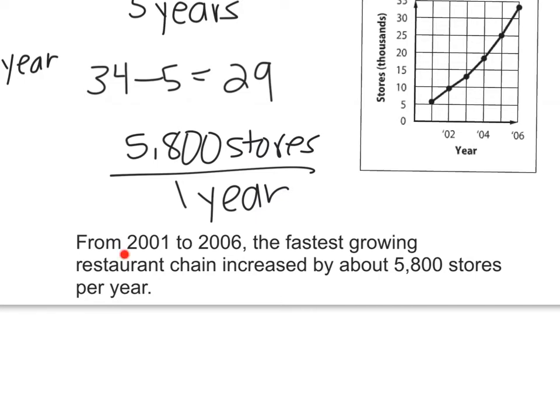And the reason we specify here is because that's the only set of data we got, so we can't say that this trend continues forever. In fact, it looks like it's growing faster as time goes on. So we just do it from the data that we have. So from 2001 to 2006, 5,800 stores per year.